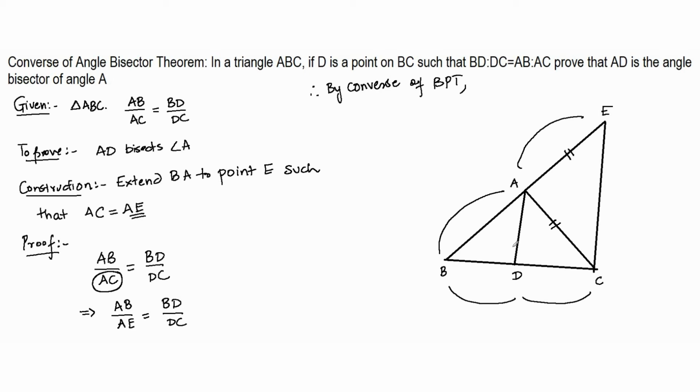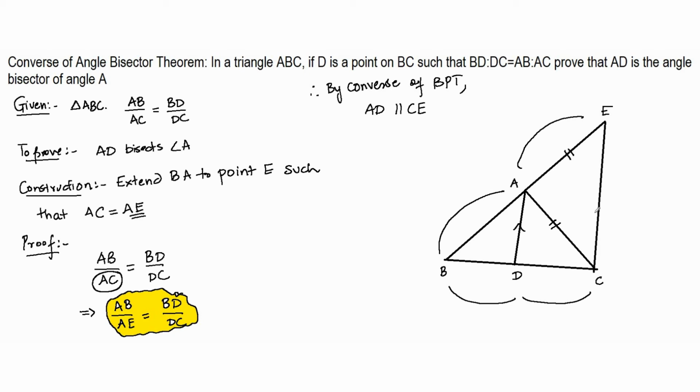I can conclude that AD is parallel to CE, because the converse of BPT told me that if a line segment is dividing the two sides in the same ratio, then the line has to be parallel to the base, and that is precisely what is happening in the statement over here. The line segment AD is dividing the two sides in the same ratio, right? And that means AD is parallel to CE.